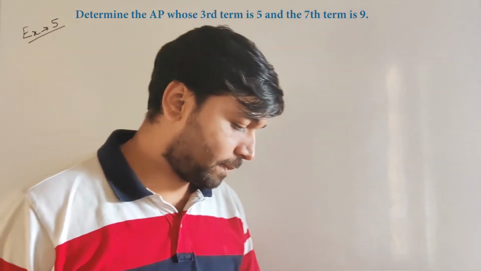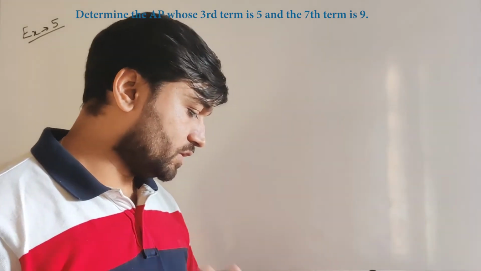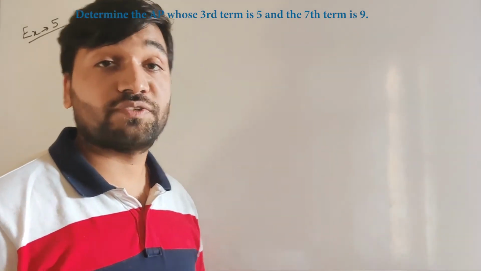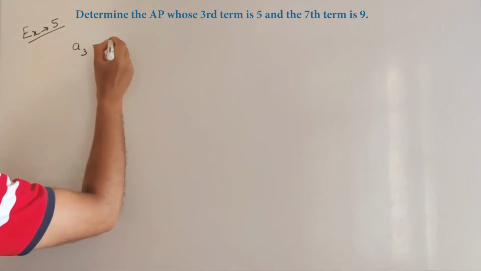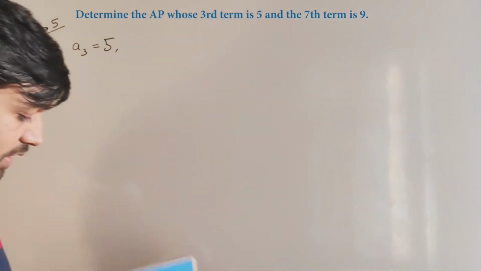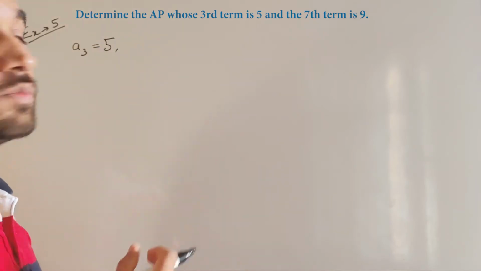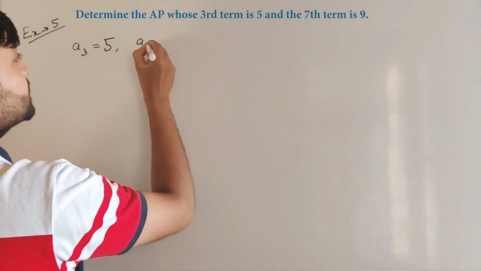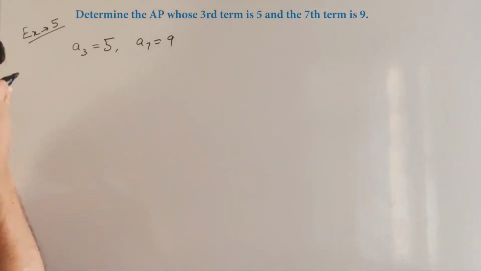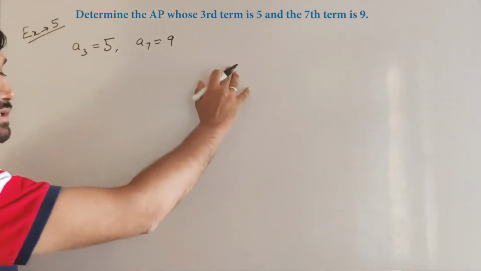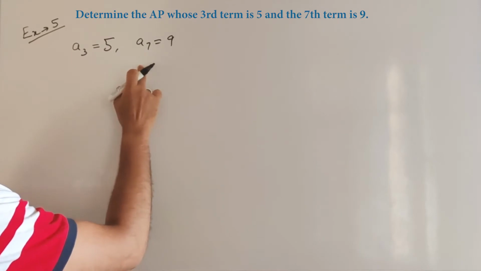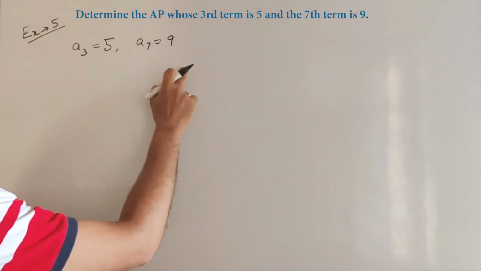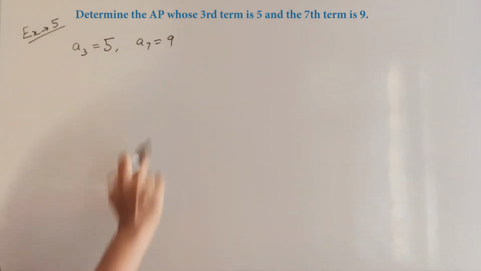Let us move to the next example, example number 5. The question is, determine the AP whose third term is 5 and seventh term is 9. So when they say third term is 5, that means A3 is equal to 5, and seventh term means A7 is equal to 9. So they have given you an AP in which the third term is 5 and the seventh term of that sequence is 9.